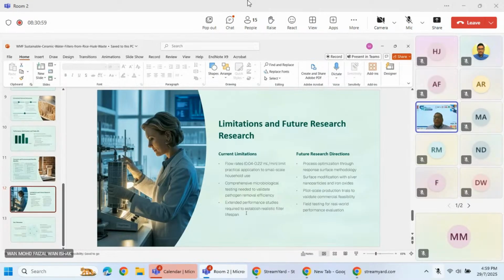Future research directions: process optimization through response surface methodology, surface modification with silver nanoparticles and iron oxide, pilot scale production trials to validate commercial feasibility, and field testing for real world performance evaluation. So this is our next direction in this research.